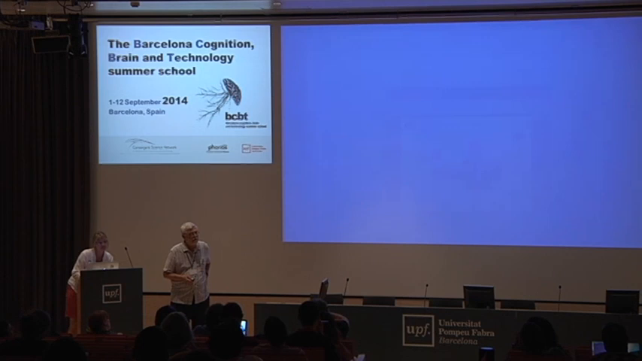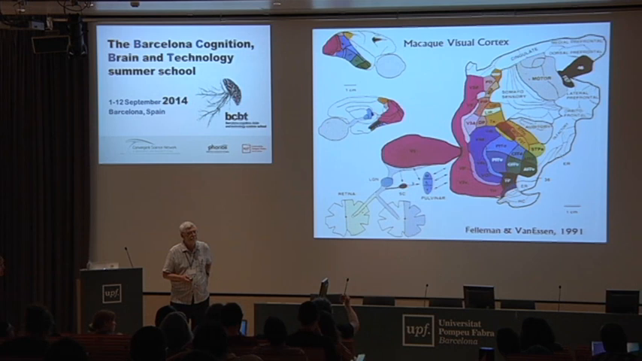If you look at all these areas that are dedicated to vision, in terms of neuron number, it's not that they all have, let's say, the same relative size. Good point.